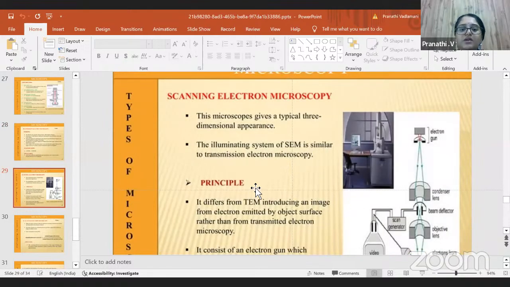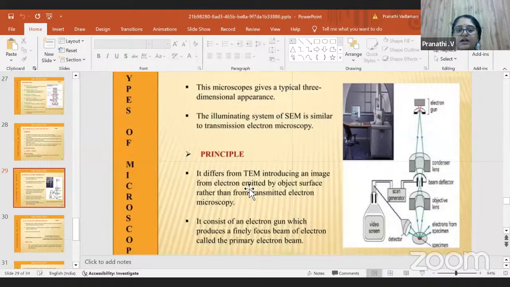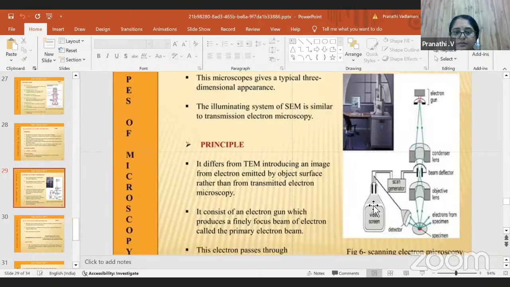When it comes to scanning electron microscopy, you get a three-dimensional picture. So the whole mitochondria, for example, or the whole Golgi complex can be seen through scanning electron microscopy, because you're going to get a 3D image. Again, similar to electron microscopy, the principle is you have an electron gun and a condenser lens. How is it different from your transmission electron microscope? The image is formed from the electrons emitted from the object surface, rather than from transmitted electrons.